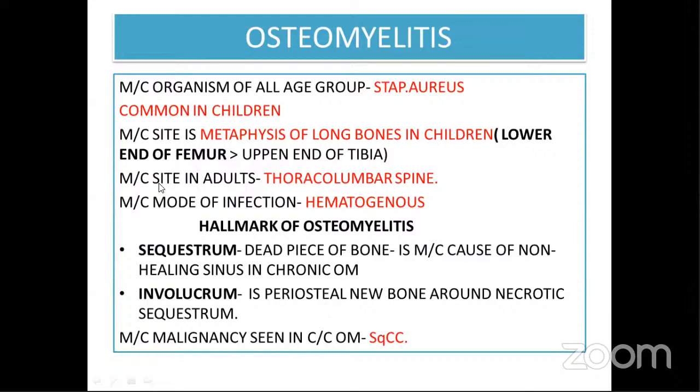Which is the most common site in adults? Okay, as I told, osteomyelitis is in children, so the site will be the lower end of the femur. If it is in adults, the site is the thoracolumbar spine. Remember, this is a slight change. In children, it is the lower end of femur, whereas in adults, it is the thoracolumbar spine.